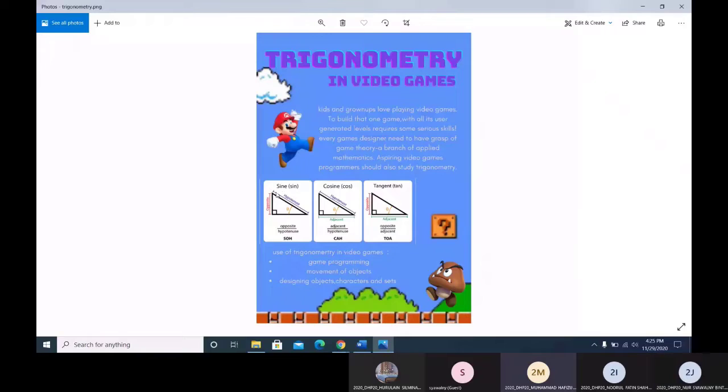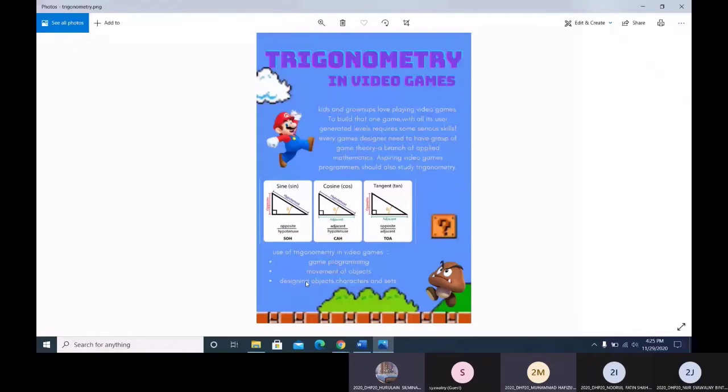Trigonometry in video games is used for game programming, movement of objects, and designing objects, characters, and sets. The functions of trigonometry are used to calculate the angle of a triangle with one corner of 90 degrees by converting the equation. It is also possible to calculate the side of a triangle with one angle given.